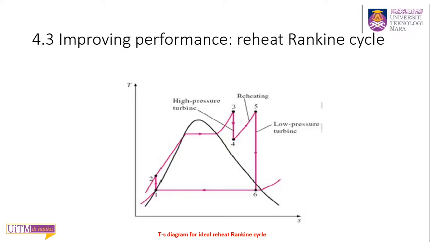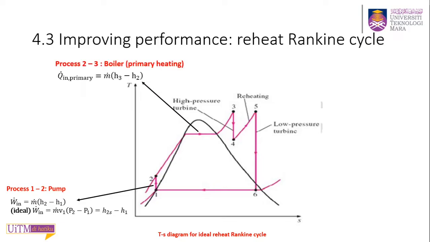Now, for working parameters, using the steady flow energy equation, the working parameters for the processes involved for an ideal reheat cycle are as follows. For process 1 to 2 at the pump, the work input can be determined by using the following equation. For process 2 to 3 at the boiler, for primary heating, the following equation can be used to find the primary heating power. For process 3 to 4 at the high pressure turbine for the first expansion process, the following equation can be used to find the work output.